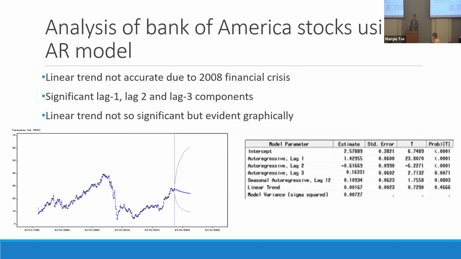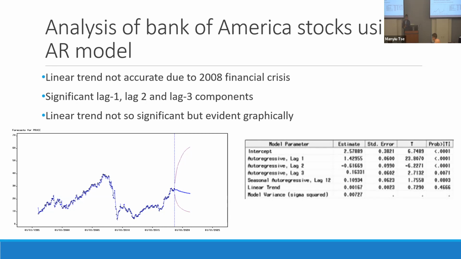The third stock we tried was Bank of America, and we saw that there were also significant lag 1, lag 2, and lag 3 components like we saw with Apple, but there is not a linear trend in the graph. Here, the linear trend has a p-value of almost 0.5. That means it's not statistically significant.